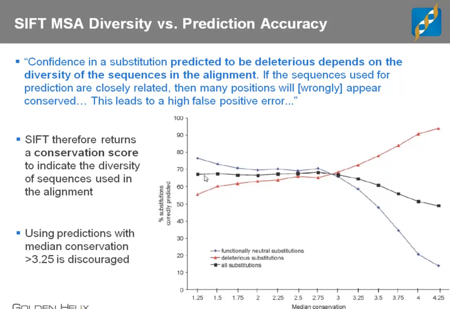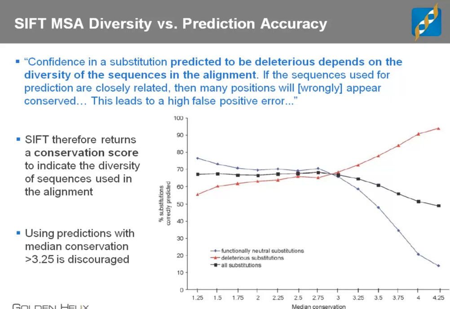And they give this nice graphical illustration of that. You can see here in black the prediction accuracy for all variants compared to the conservation across the sequences used in the alignment. And you can see that up here above 3, the overall accuracy starts to drop. The true positive prediction goes up, but we also have a very big problem with false positives starting to appear above that. So they recommend that predictions with a median conservation score above 3.25 should not be used.